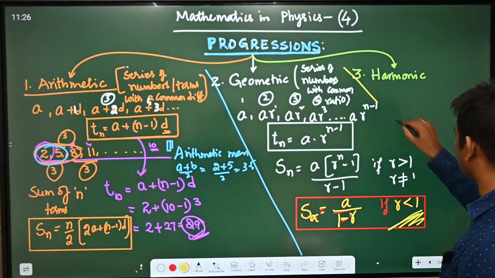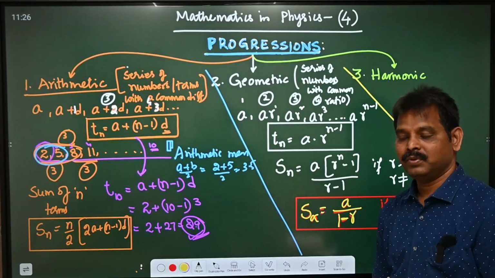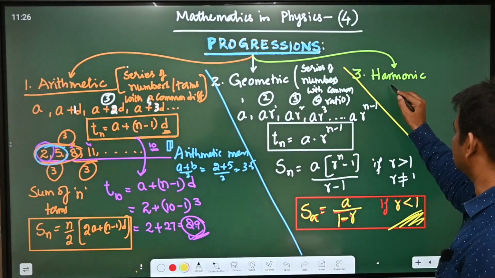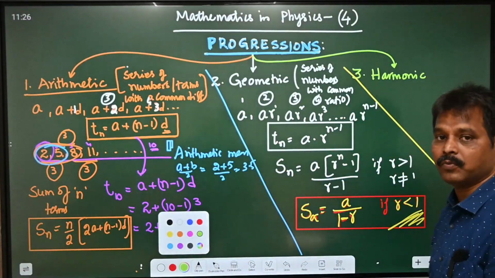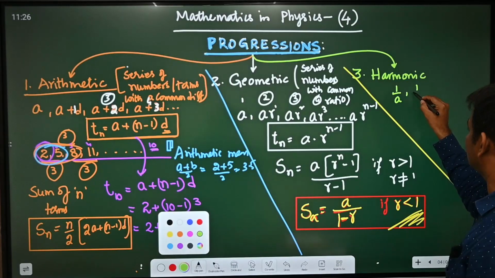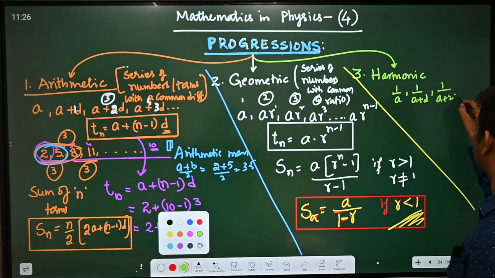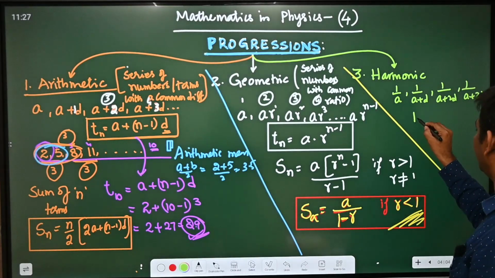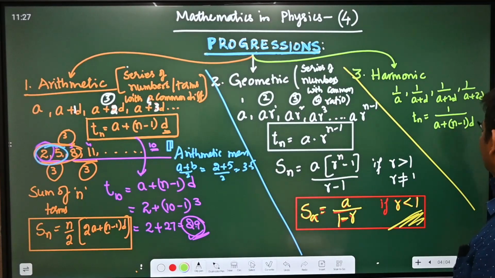The last one, harmonic progression, which is not required that much in physics, but still, this is given by the first term exactly opposite to the arithmetic progression, the reciprocal of that one. First term is 1 by a, second term is 1 by a plus d, third term is 1 by a plus 2d, fourth term is 1 by a plus 3d, and so on. The nth term is given by 1 by a plus n minus 1 into d.